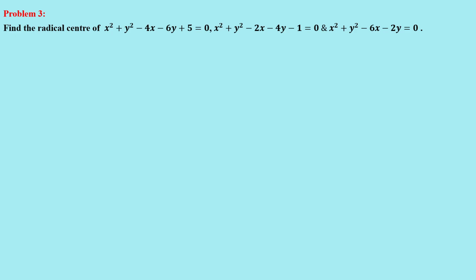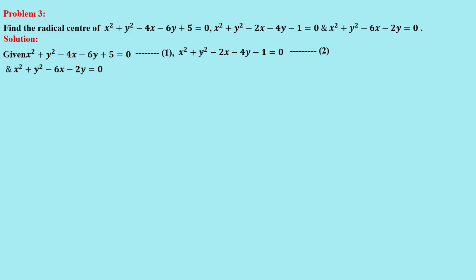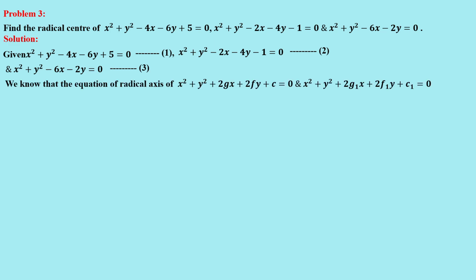Find the radical center of x² + y² − 4x − 6y + 5 = 0, x² + y² − 2x − 4y − 1 = 0, and x² + y² − 6x − 2y = 0. Given circles: this is the first circle, the second circle and the third circle. Now we are going to find the radical center.